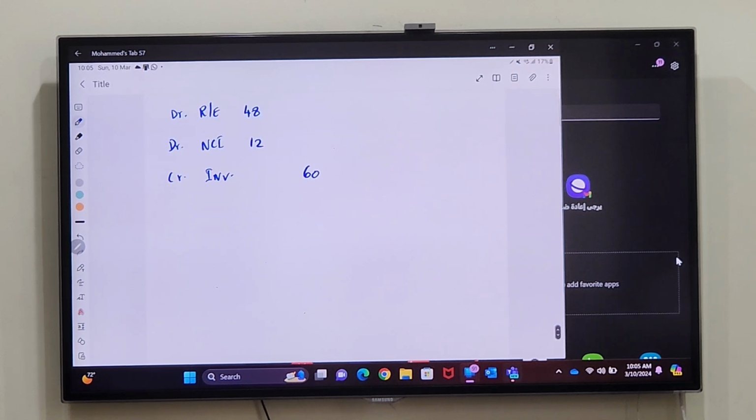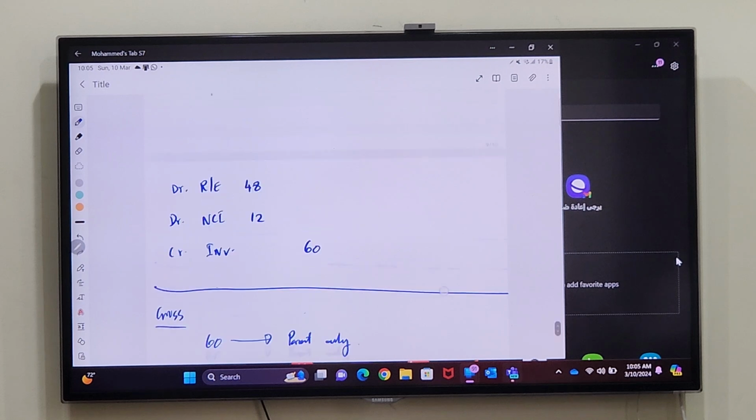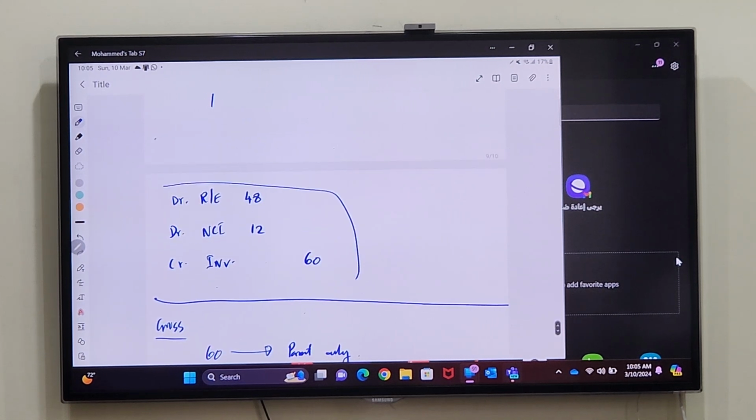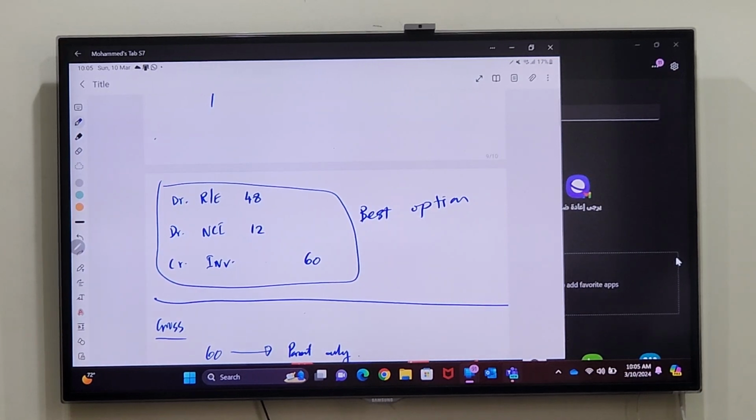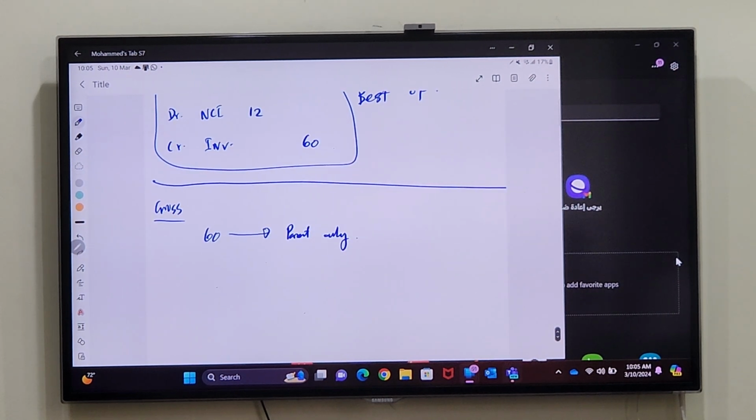Third option is gross. When I say gross, 60, just deal with parent only. Just deal with parent only, ignore NCI. But the best option is this one. If the examiner is silent as to which method to choose, then you should deal with it. So this is all about NCI. So this is one of the important adjustments.